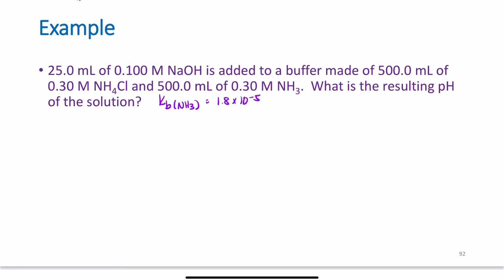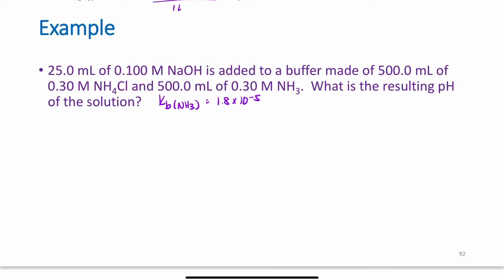Let's see. I need to know the number of moles of base. I've got a 0.1 molar, so 0.1 moles per 1 liter OH minus solution, and I'm using 25 mils of that, or 0.025 liters of that. That gives me 0.00250 moles of OH minus.